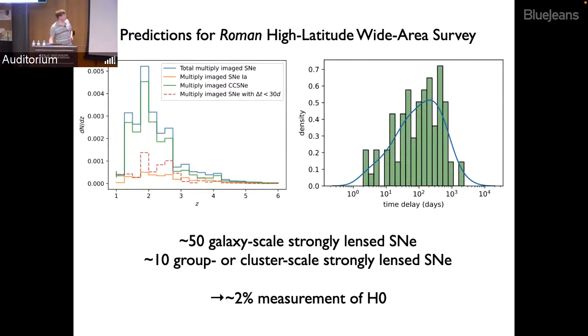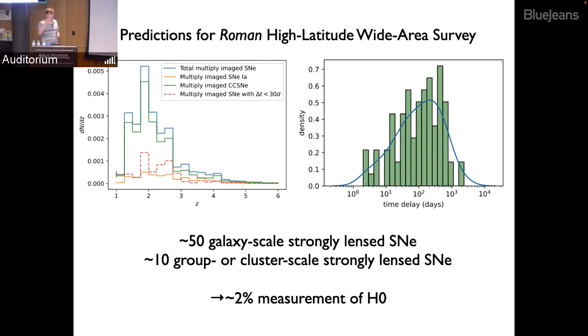Okay, and so I thought I would share some of the fairly quick calculations we did for the WFS call. What we found was that for Roman, if you look in the High Latitude Wide Area Survey, which will have 2 visits, and I just confirmed this with Julie the other day to make sure I had that right, we should expect something of order 50 strongly lensed supernovae to be detected at some phase.